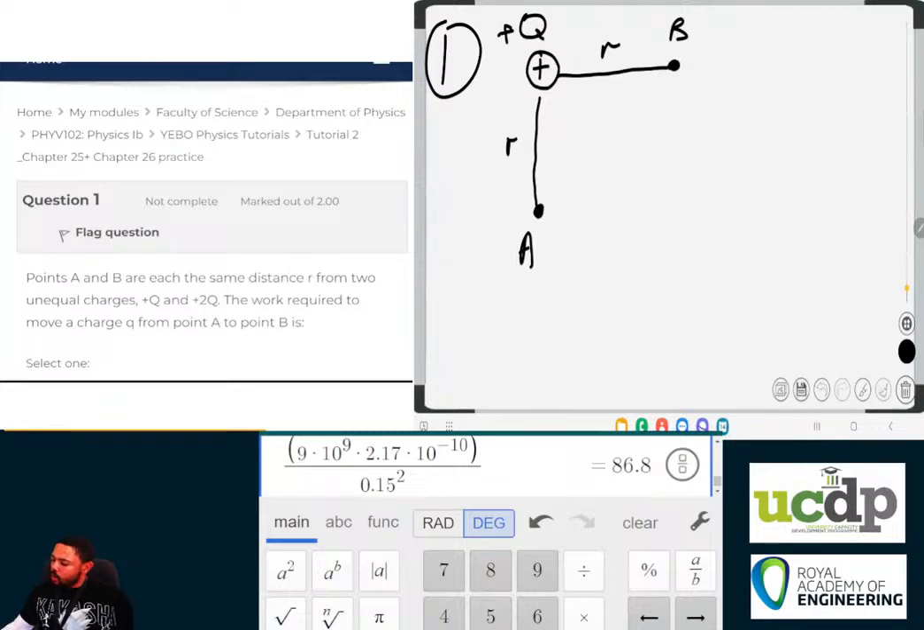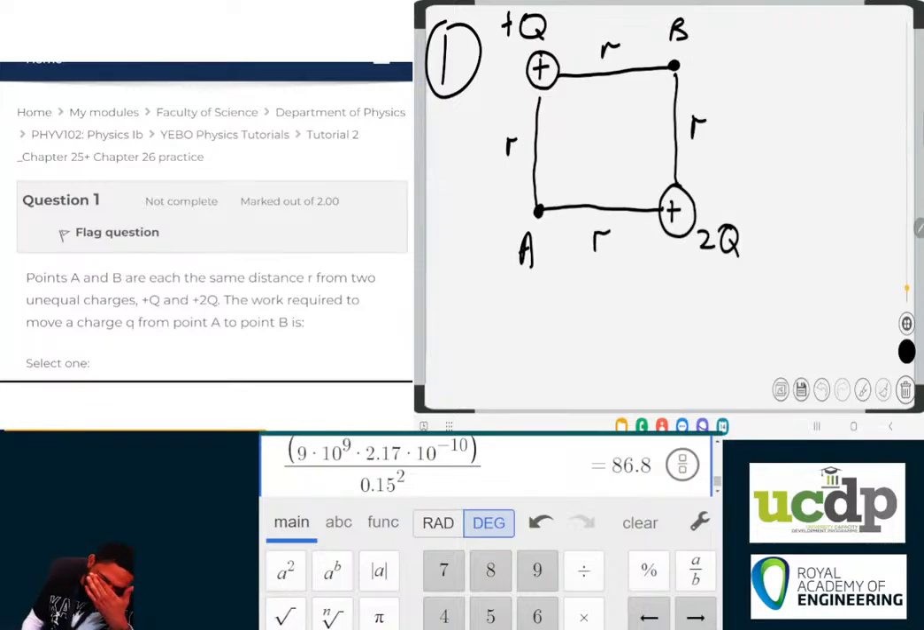This is positive q, and points A and B are also the same distance from another charge, plus 2q. This is the only way that each of these points is the same distance away from these two charges. So that's the setup. We have points A and B the same distance away from positive q and the same distance away from the other charge. This is the only setup that works for that.